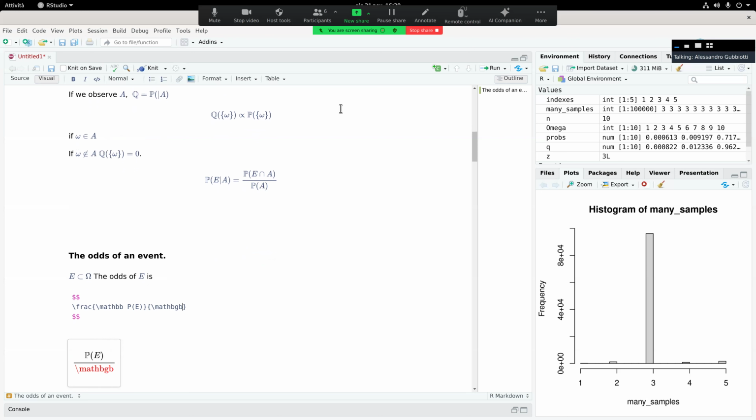The odds is the ratio between the measure of E and the measure of its complementary. So why this definition? Well, actually you encounter this number in many cases much more frequently than the probabilities of the events.